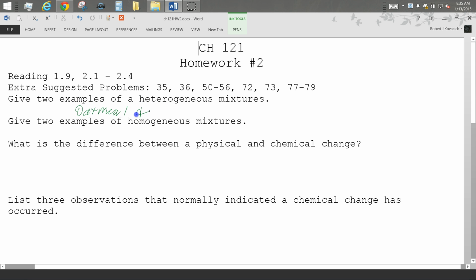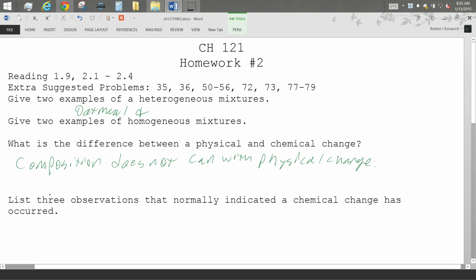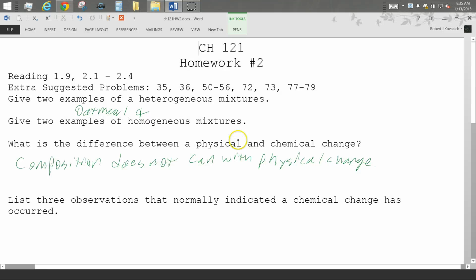Composition doesn't change with the physical change, but it changes with the chemical. What do you mean by the composition does not change with the physical change? The molecules stay the same on both sides of the equation. Sure. The molecules stay the same on both sides of the equation. Okay.